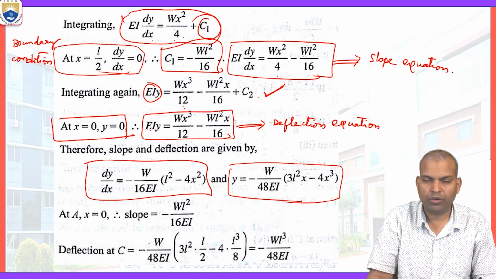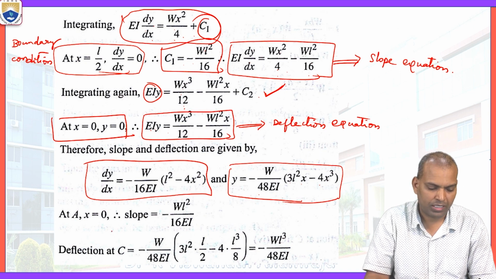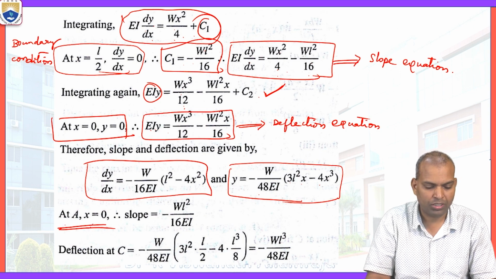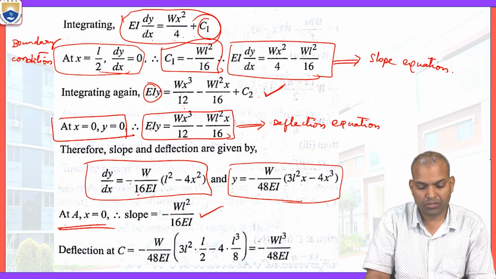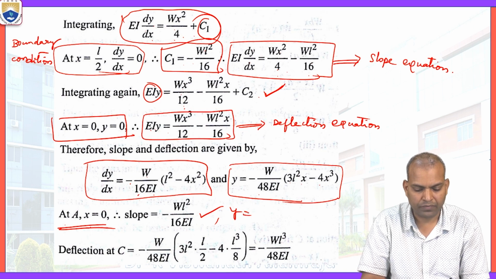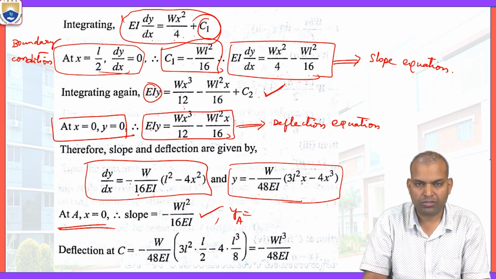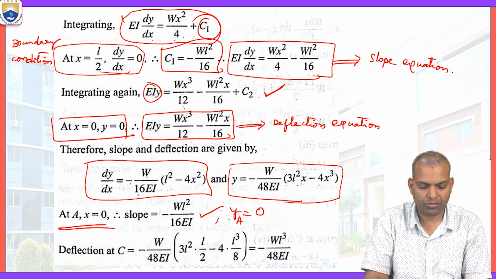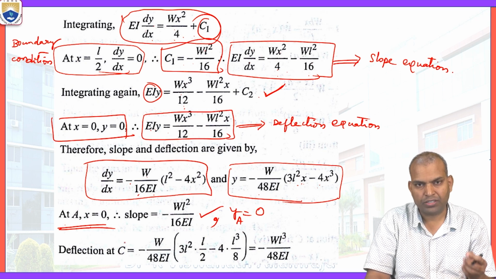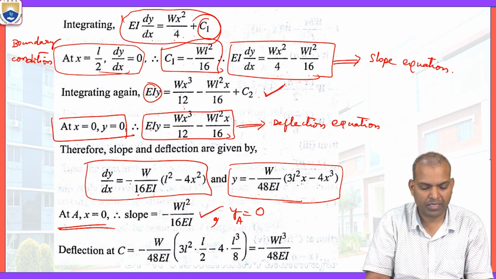If you want the slope at the support, at x equal to 0 at A, A is the support and A is the origin. Substitute x equal to 0, what is the slope here? That is negative of WL squared by 16 EI. At x equal to 0, what is the deflection? The deflection y at A, substitute x equal to 0. If x equal to 0, the term becomes 0. That means the deflection at A is 0. So at a fixed support, the deflection is 0 and the slope is the maximum.